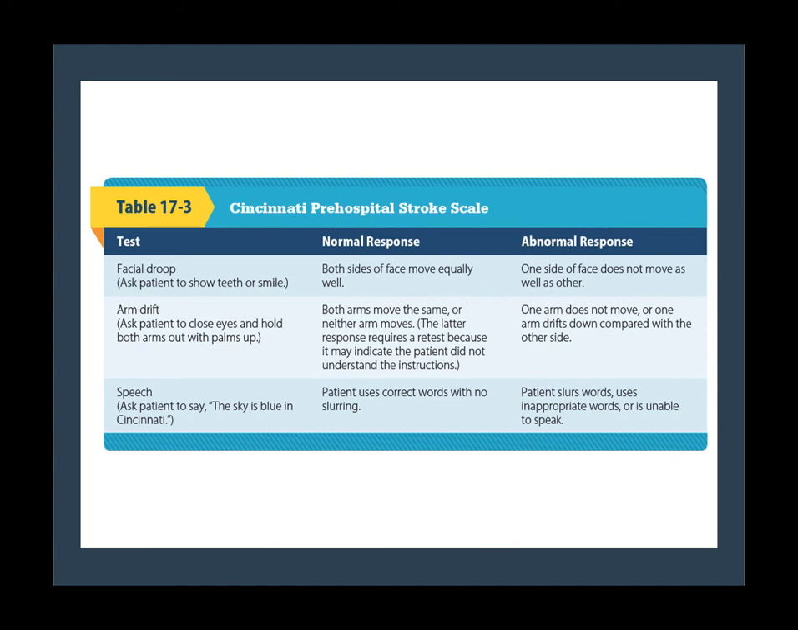To test speech, you're going to simply ask the patient to repeat a simple phrase. So you're going to say, "Can you repeat back to me that it's always raining in Pennsylvania?" Which it is, by the way. And the patient will hopefully say that back to you normally and without any slurring or using inappropriate words.